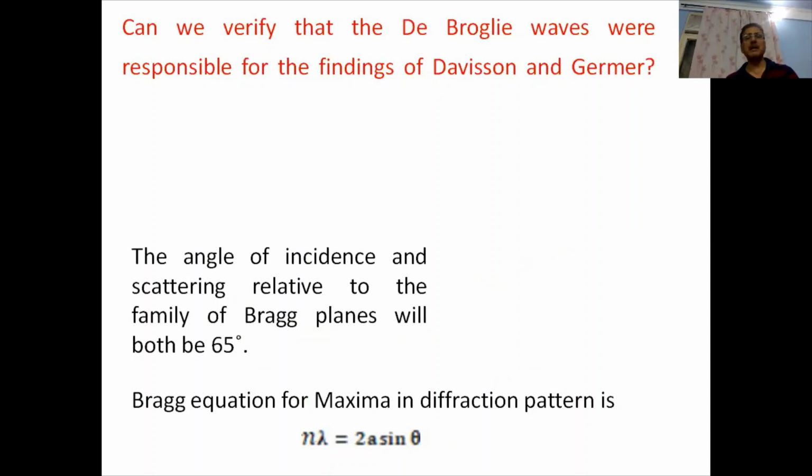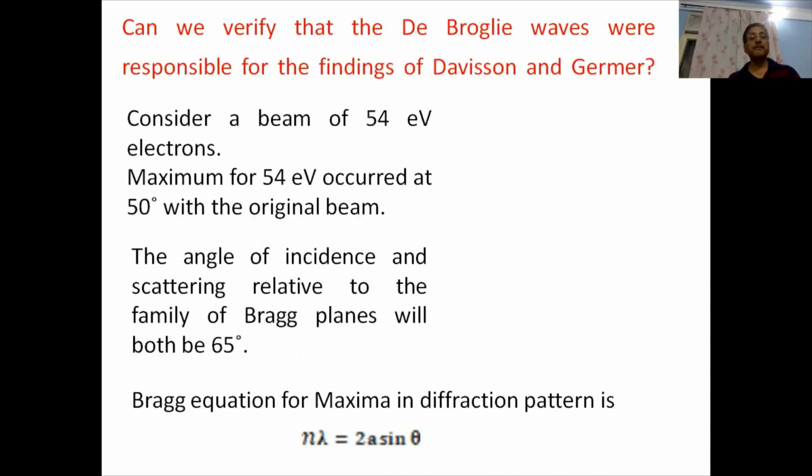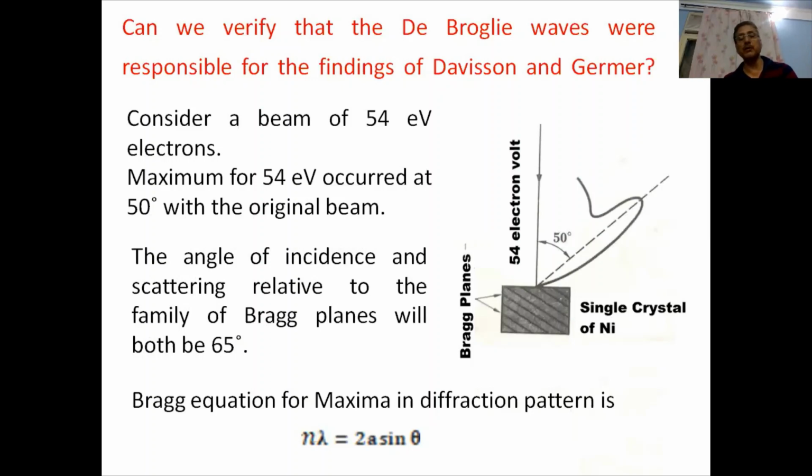Now, can we verify that the de Broglie waves were responsible for the findings of Davisson and Germer? Can we verify that? Then let us consider a beam of 54 eV electrons. The maximum for 54 electron volt occurred, as we have seen, at 50 degrees with the original beam, as you can see from this figure. To repeat, the angle of incidence and scattering relative to the family of Bragg planes, if calculated, will both be 65 degrees, because in the formula we need the angle from the family of Bragg planes.